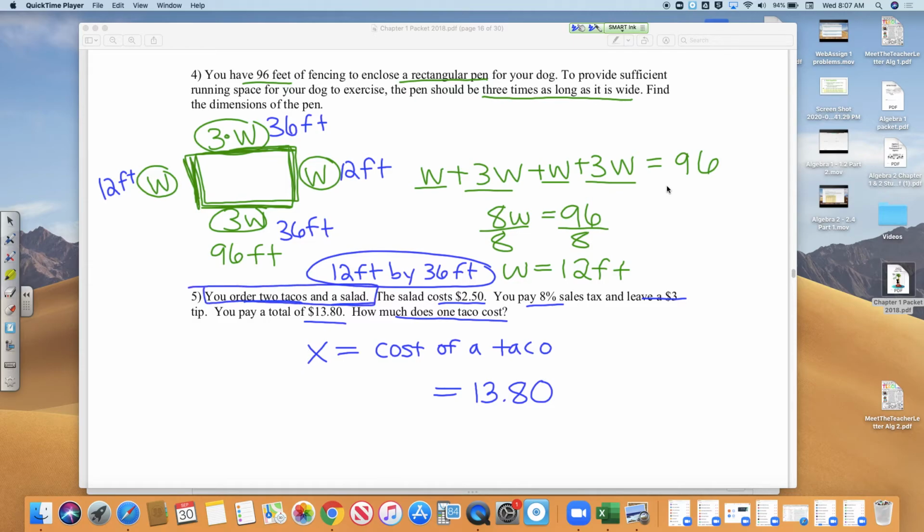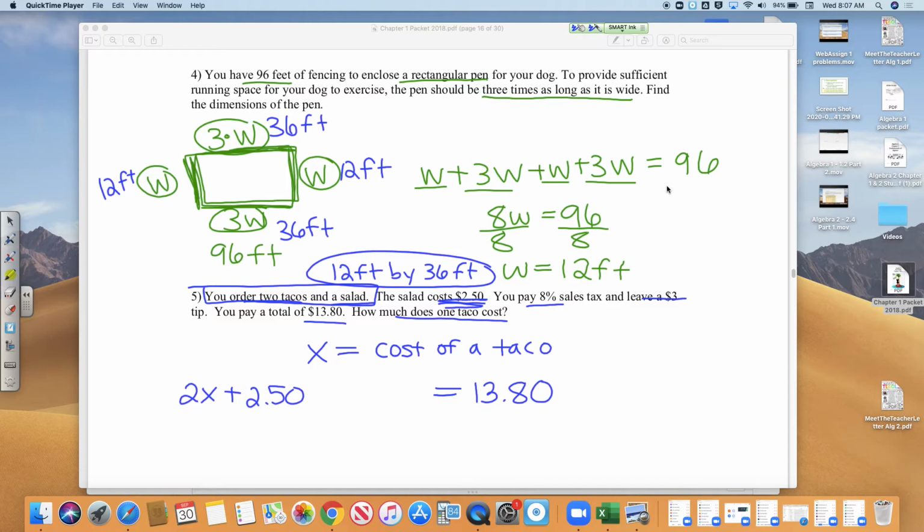So I know that if x is the cost of the taco, 2 tacos and a salad would be 2x plus the cost of the salad. I did 2x because x represents the cost of one taco, and I bought 2 of them. So that would be 2x plus. This salad costs $2.50. All right, so there's my cost for my 2 tacos and my salad.